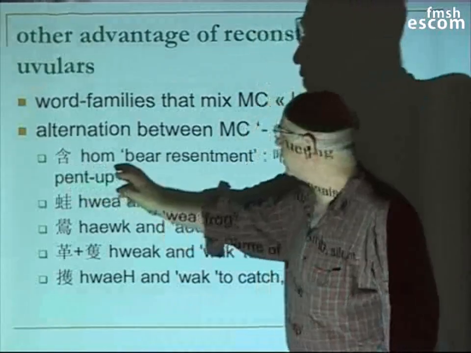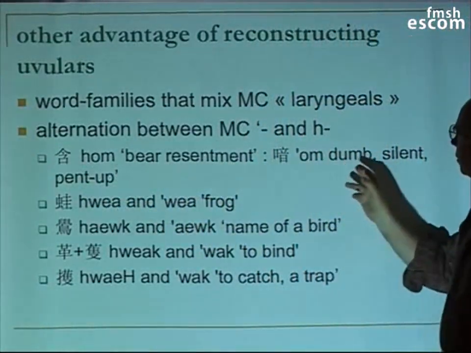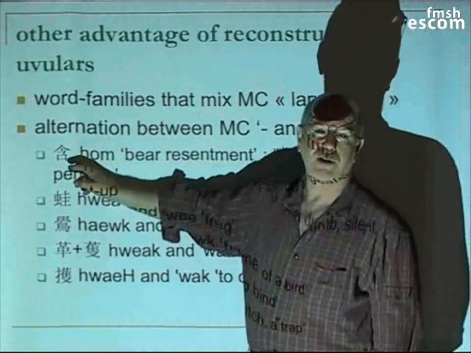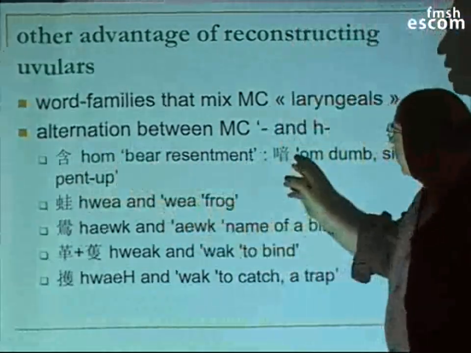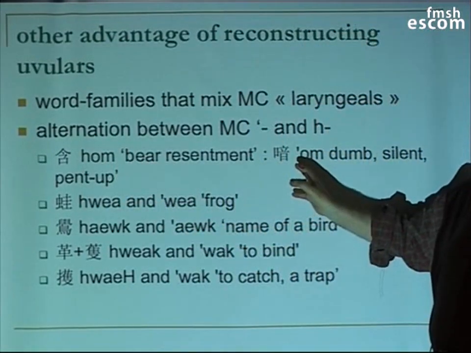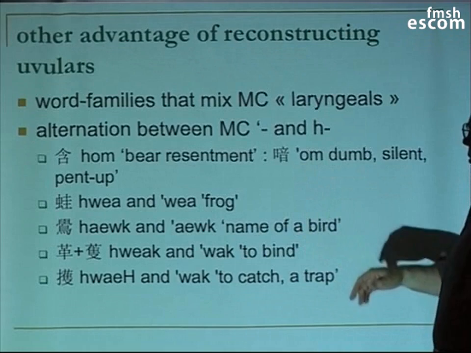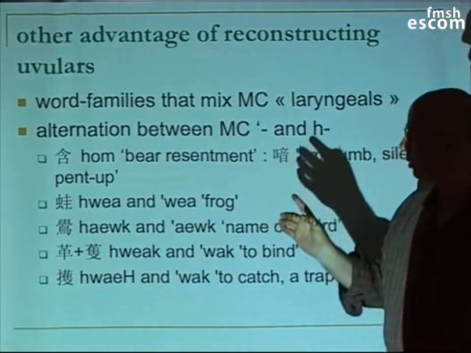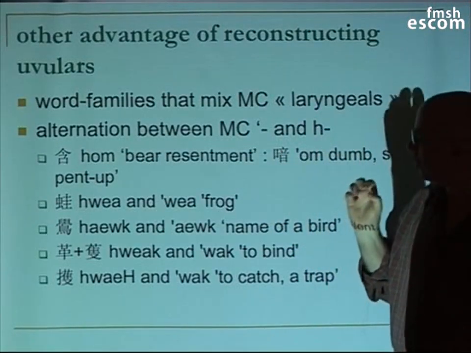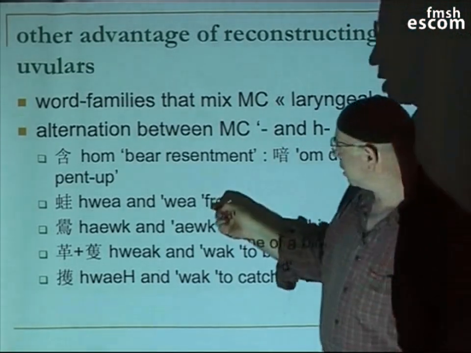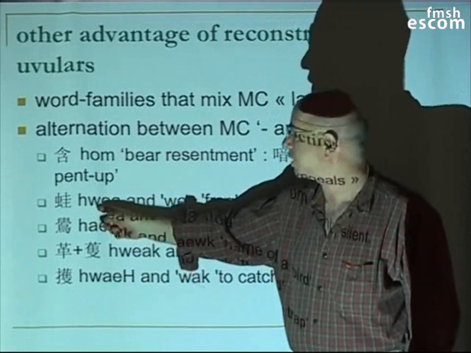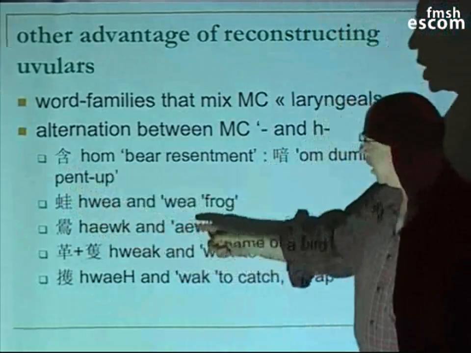Examples. This one, Han, bear resentment, and An, dumb, silent, phantom. How do you explain that? This can come from a G, but how do you get a glottal stop out of a G? You can't. And this is clearly the same with feminine. Other example, even more convincing. Same word, frog, has two readings. One, HW, gua, which can come from a G, and one with glottal stop.